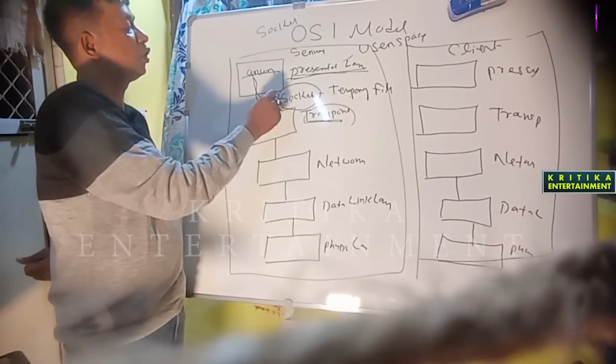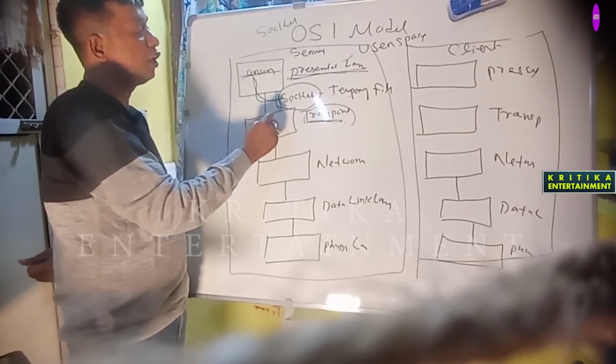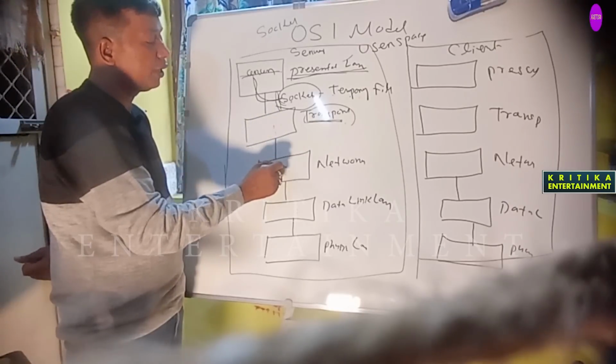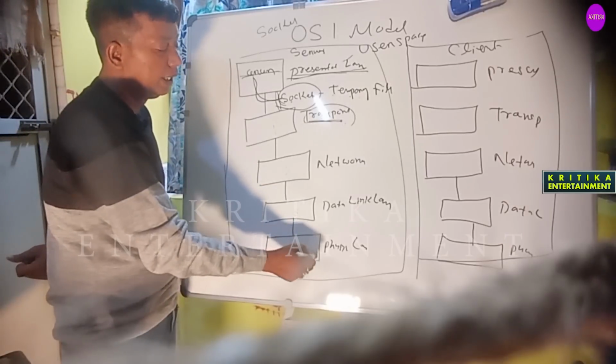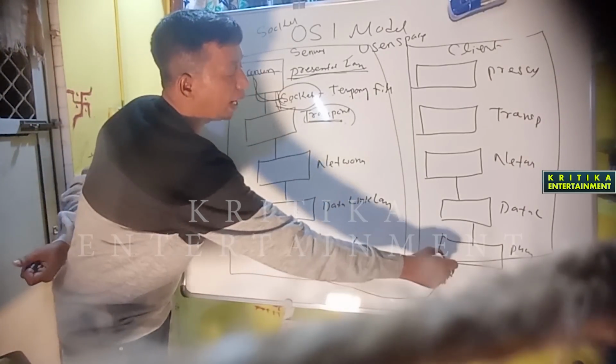That means the socket first reads the data from the presentation layer and sends it to the transport layer. The transport layer sends it to the network layer, the network layer sends it to the data link layer, which sends it to the physical layer. This is called the structure of the server. Then the same will be sent to the client side.